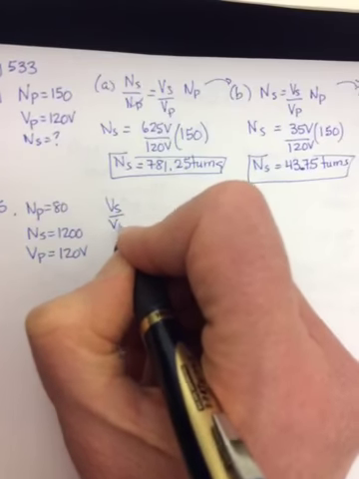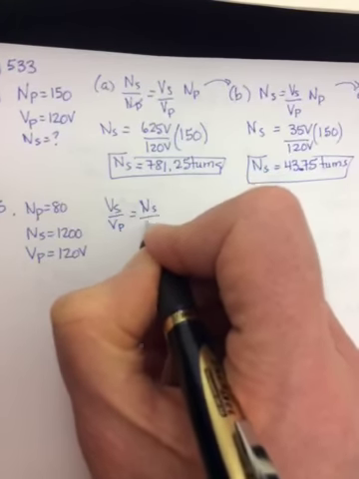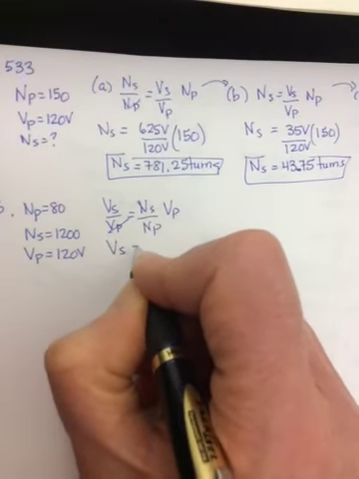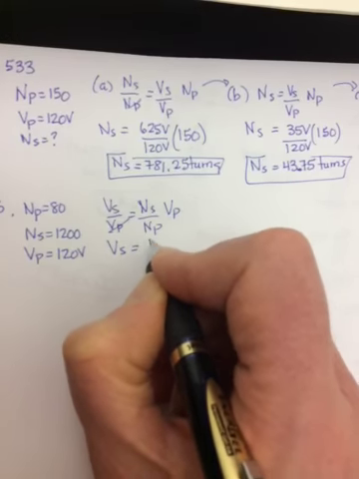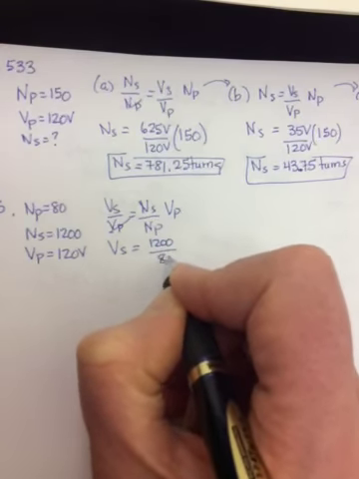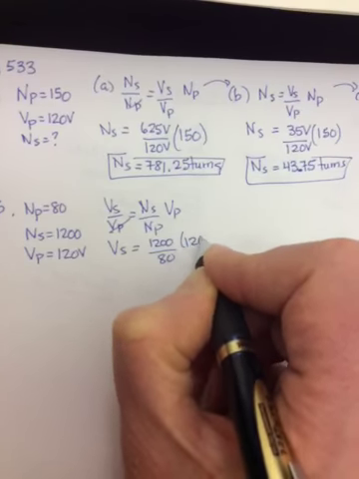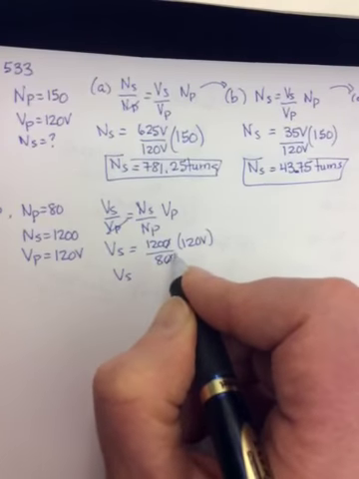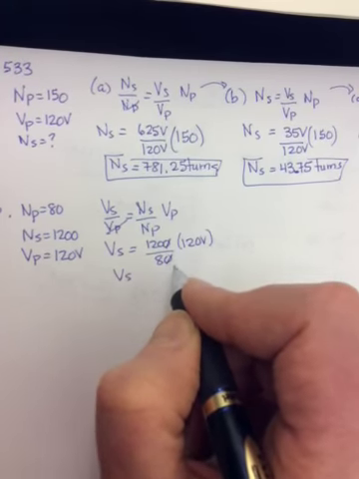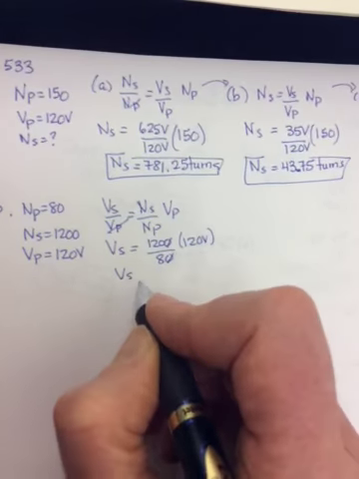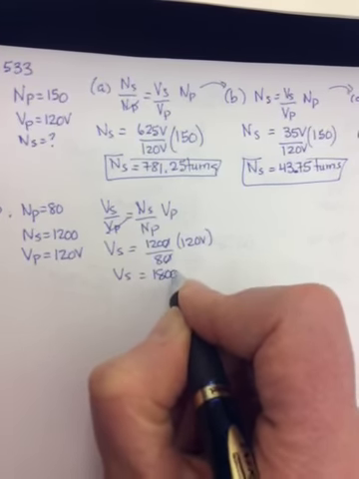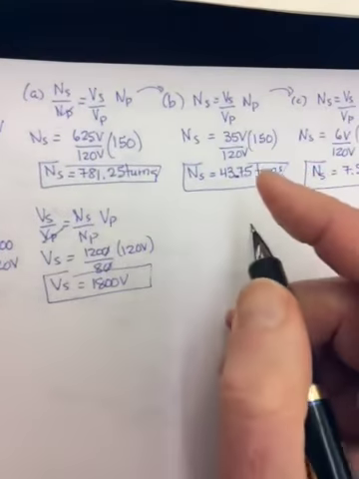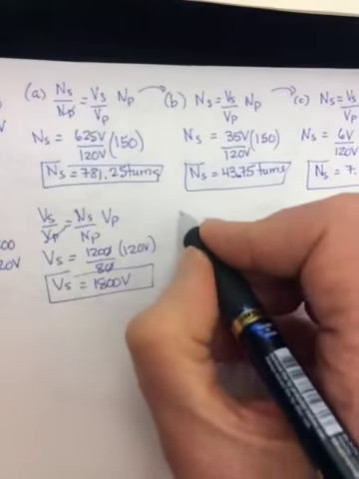V secondary over V primary is equal to N secondary over N primary. Multiply both sides by V primary. So V secondary equals 1,200 over 80 times 120. So 144,000, and 80 goes into that, 1800 volts, I think. Okay, there's a B part that says the current in the secondary is 2 amps.